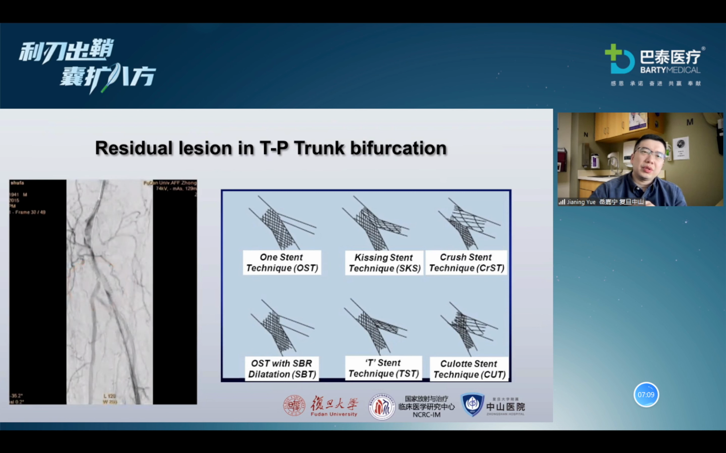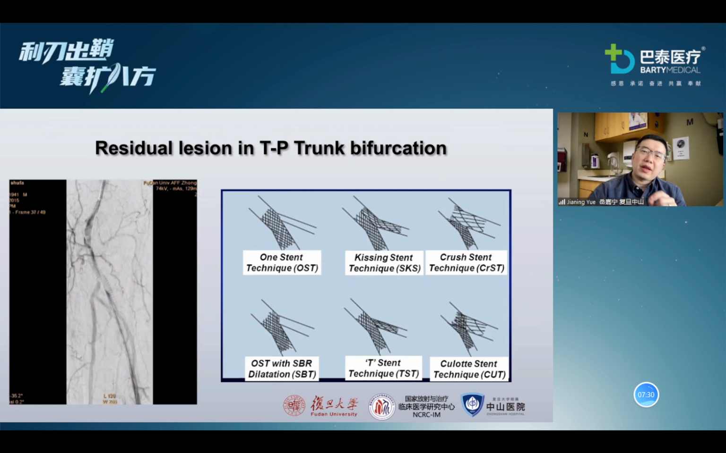So it's a covered stent. We put in the covered stent. We want to maximize the runoff flow. So we decided to do T-shape, and we know for T-shape there are many strategies. We already put in the first stent, and eventually we chose Culotte.